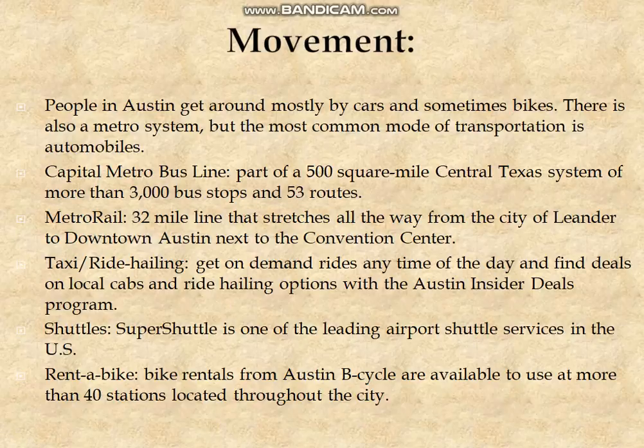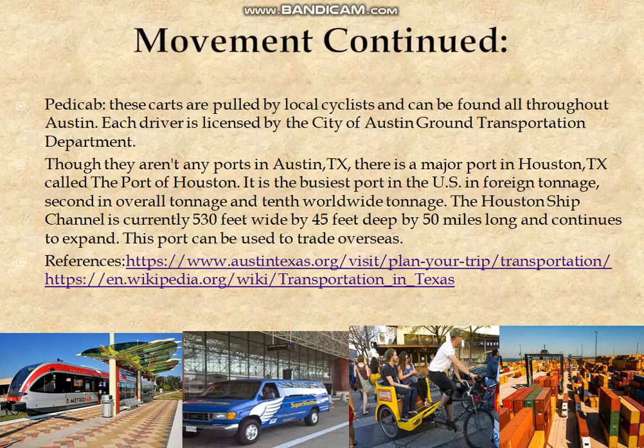You can also hitch a ride with a taxi, where you can find deals on local cabs and ride-hailing options with the Austin Insider Deals program. Super Shuttle is one of the leading airport shuttle services in the U.S. And you can also rent a bike from Austin Bicycle. There's also a thing such as a pedicab, where cyclists pull you around the city in a cart, and you can find them all throughout Austin.